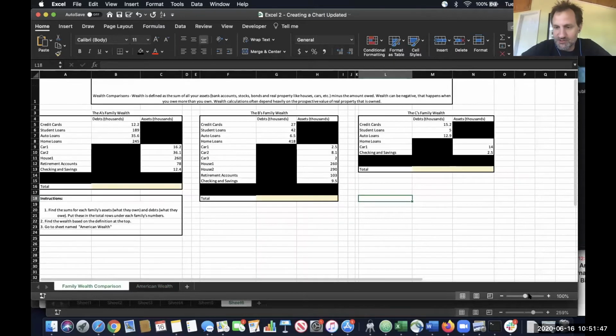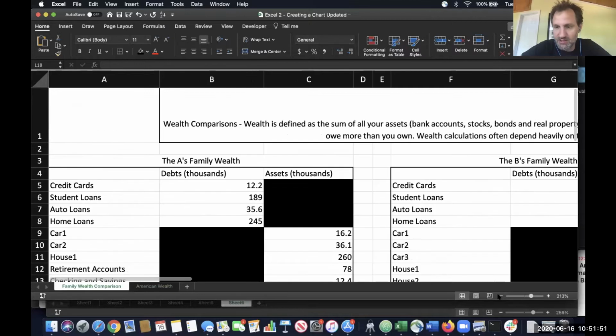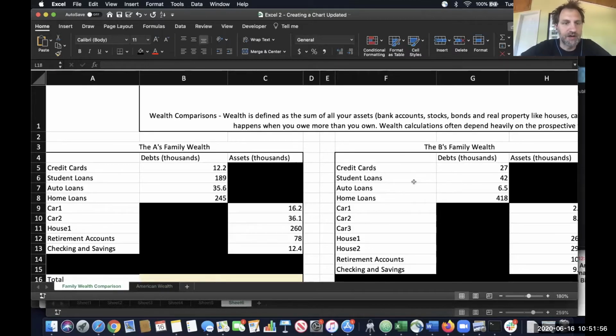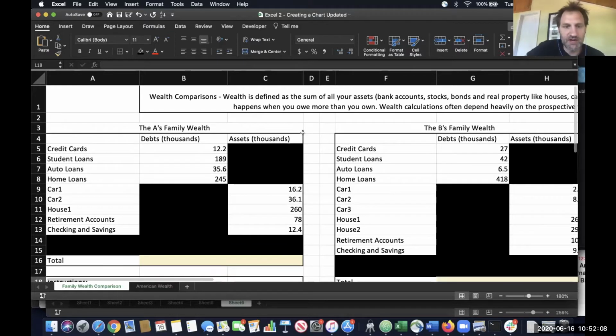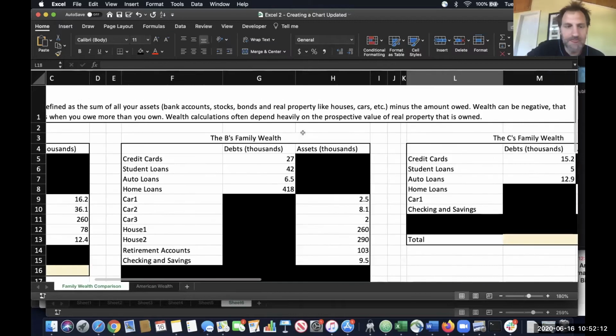It's got a definition of wealth. A couple of years ago, I got the opportunity to take a sociology class and learned a lot about class and wealth, which is, wealth is a relatively easy thing to define. Class is much harder to define. But so then you've got three different families here: Family A, Family B, Family C.